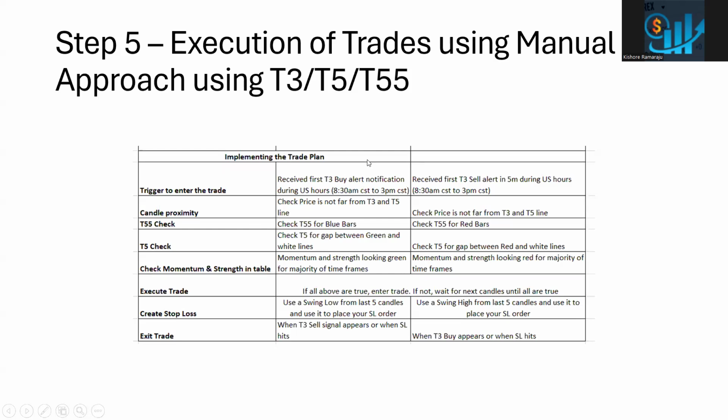So whenever we receive an alert for T3 buy, for example, the T3 indicator is telling that it will go up, then we have to check whether the candle is close to the T3 line or not. And then we have to check whether we have blue bars in the T55. We have to check whether there is a nice gap between the green and white lines.